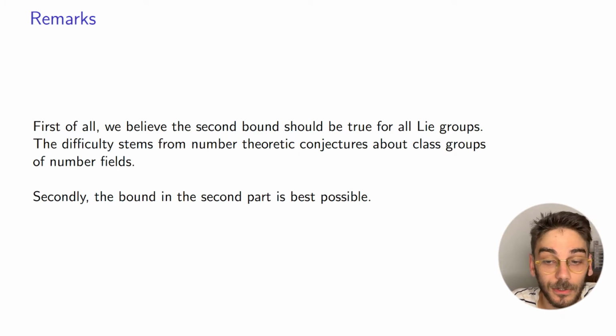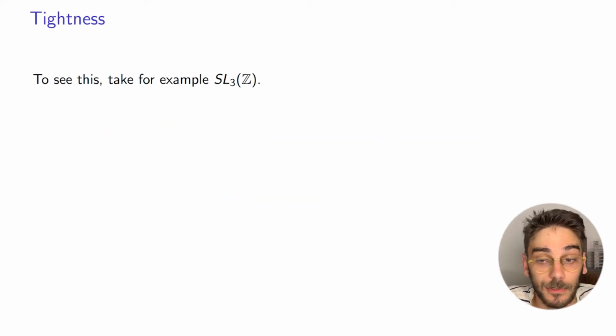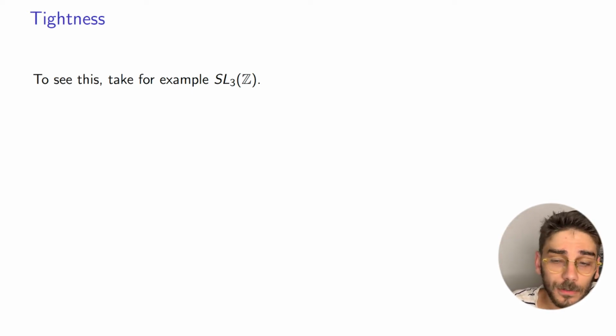Now the second remark is that this bound is best possible. And I'd like to show you a bit of why this is true, because it reveals somehow the approach to these types of questions. So take for example the non-uniform lattice SL3Z. So this is a lattice in SL3R with a non-compact quotient.